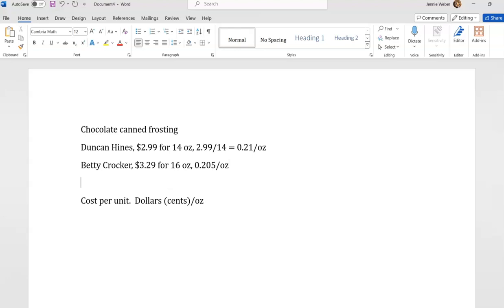I'm going to be honest, when I was looking at this, Duncan Hines is currently on sale, so it would have been the better deal. But I was going for the point here. So hopefully this helps you. It's important to think about that unit price, how much it's going to cost per item, in this case per ounce, but whatever you're looking for, often you'll want to do it so that you can compare them and equalize it.